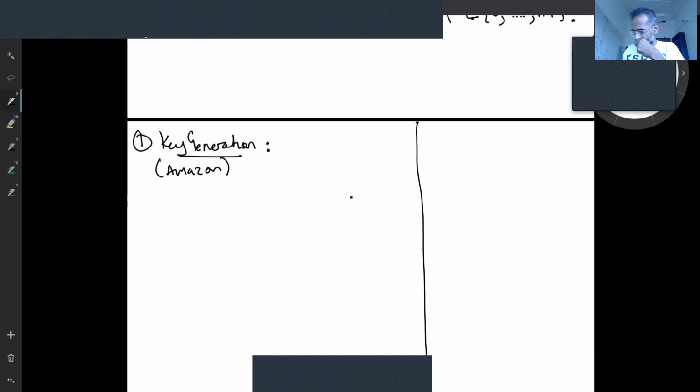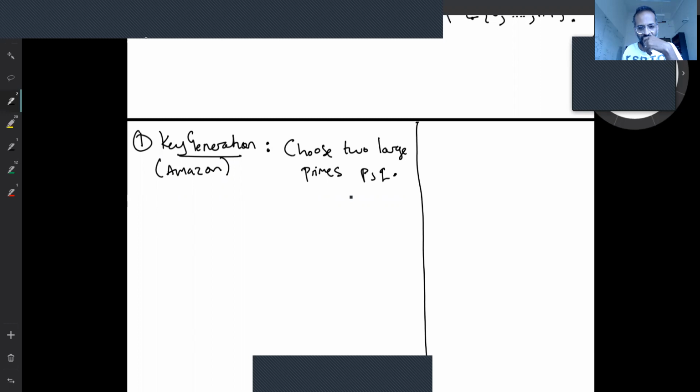Okay. So step one is called key generation. And this is done by Amazon. This is the step in which Amazon constructs this lock-in key. So in this step, what does Amazon do? So you choose two large prime numbers, P and Q.